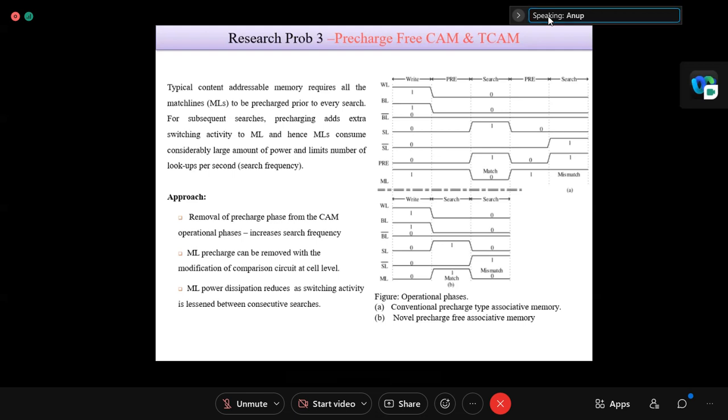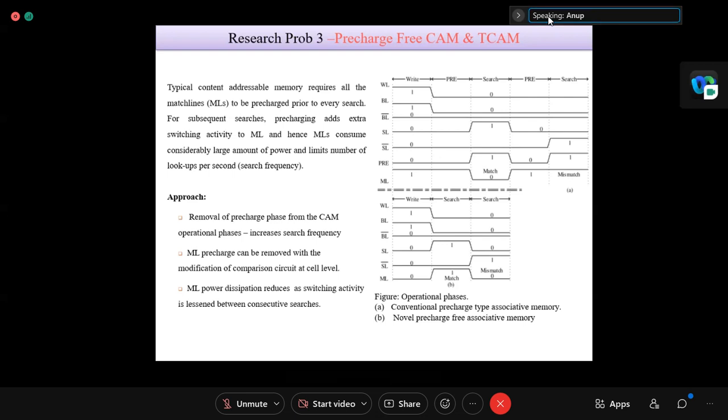Can we do this kind of circuit so that after write operations, precharge is not required? If precharge is not required, we have to make the circuit in such a way that it will be self-precharged, meaning logic-wise the output will be 1 or 0 as per the matching or mismatching. So no external precharge is required. That is also possible.